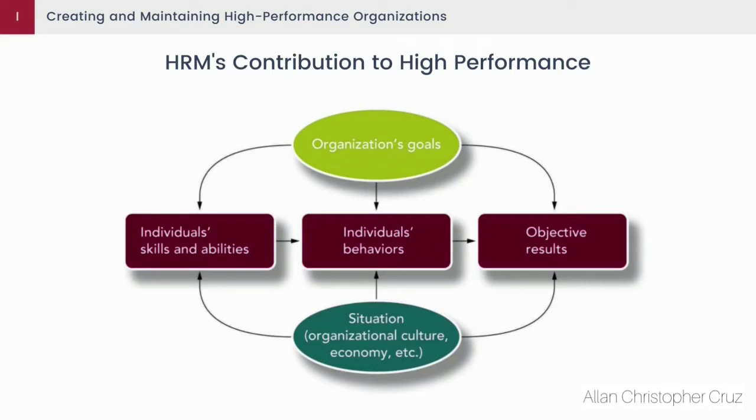Number 3. Measure and correct for the effect of situational constraints. Monitor economic conditions, the organization's culture, and other influences on performance. Measures of employees' performance should take these influences into account.